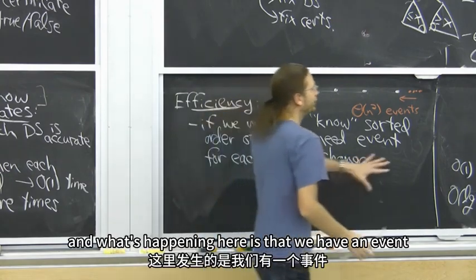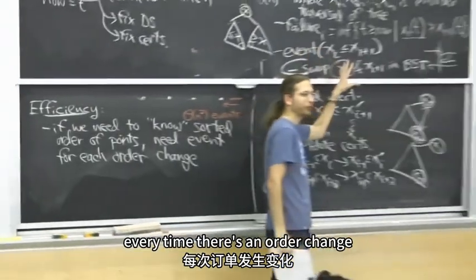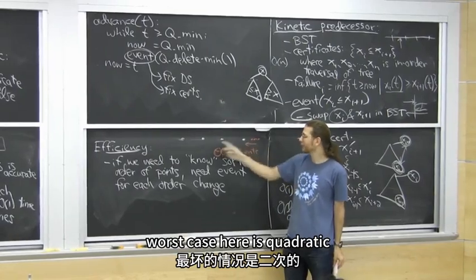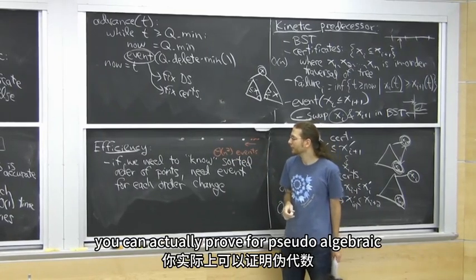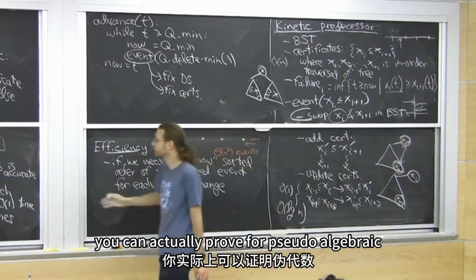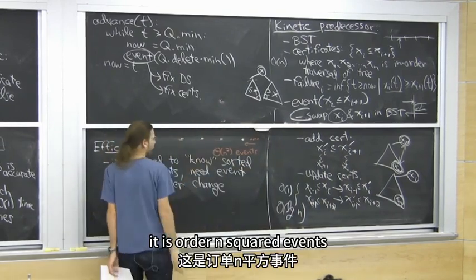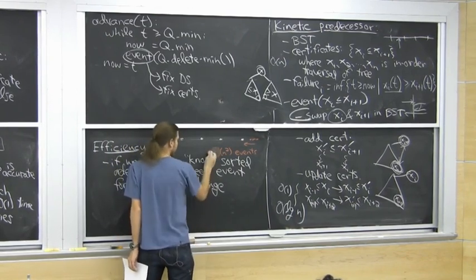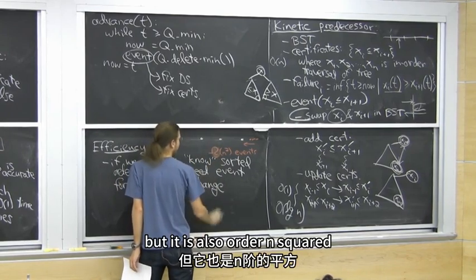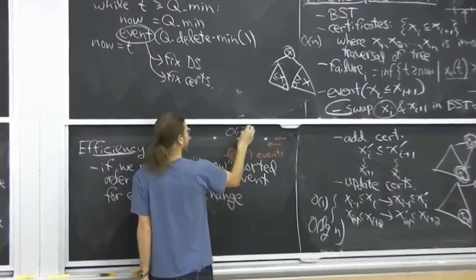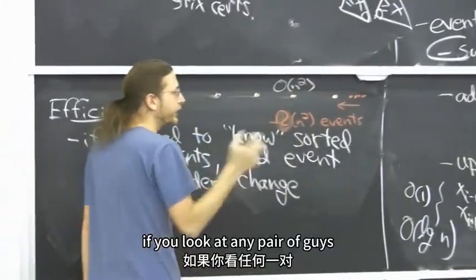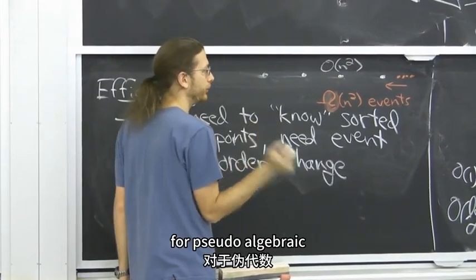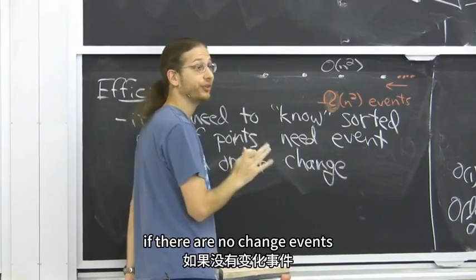And what's happening here is that we have an event every time there's an order change. So sometimes, yeah, it's going to be bad. Worst case here is quadratic. You can actually prove for pseudo-algebraic, it is order n squared events. So this was really a lower bound. But it is also order n squared all the time, because if you look at any pair of guys, they're only going to change a constant number of times who's above whom for pseudo-algebraic, if there are no change events.